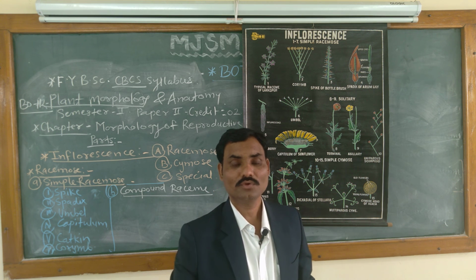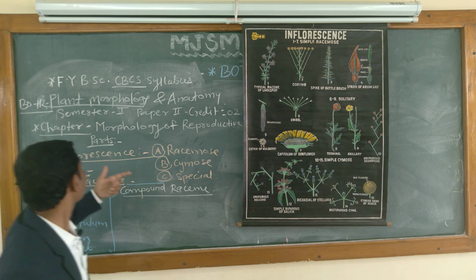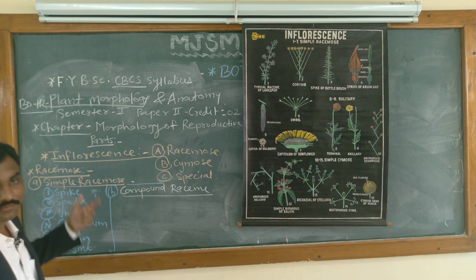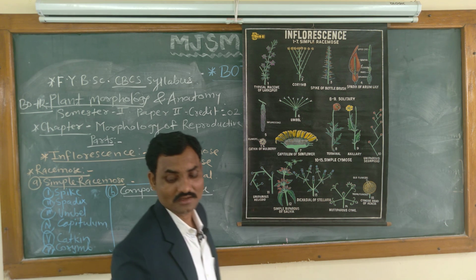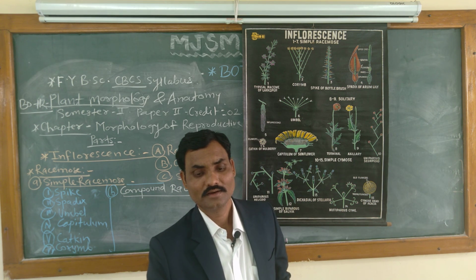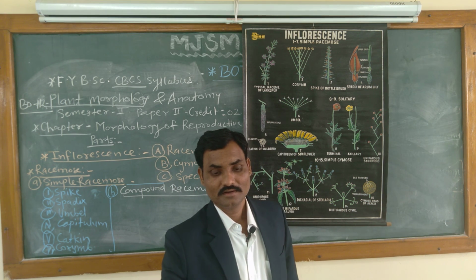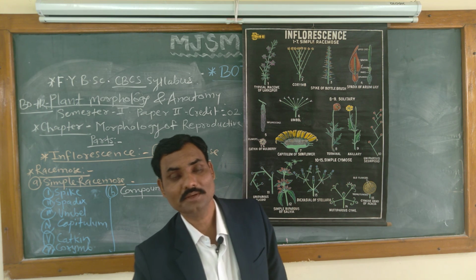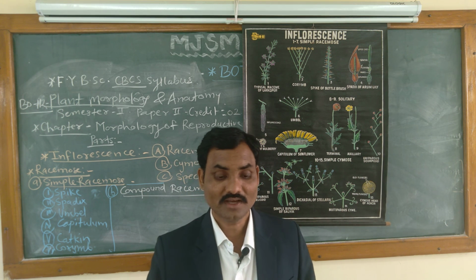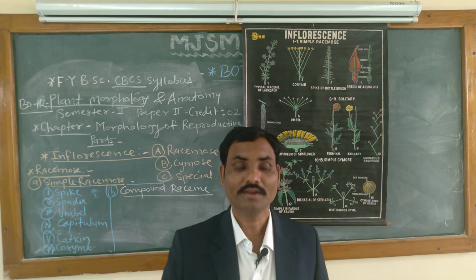In this way, today we have learned about inflorescence. What is the definition of inflorescence? Then especially racemose inflorescence, and in that we have studied different types: simple raceme, compound raceme, spike inflorescence, simple spike, compound spike, spadix inflorescence, then umbel inflorescence, capitulum, catkin and corymb.